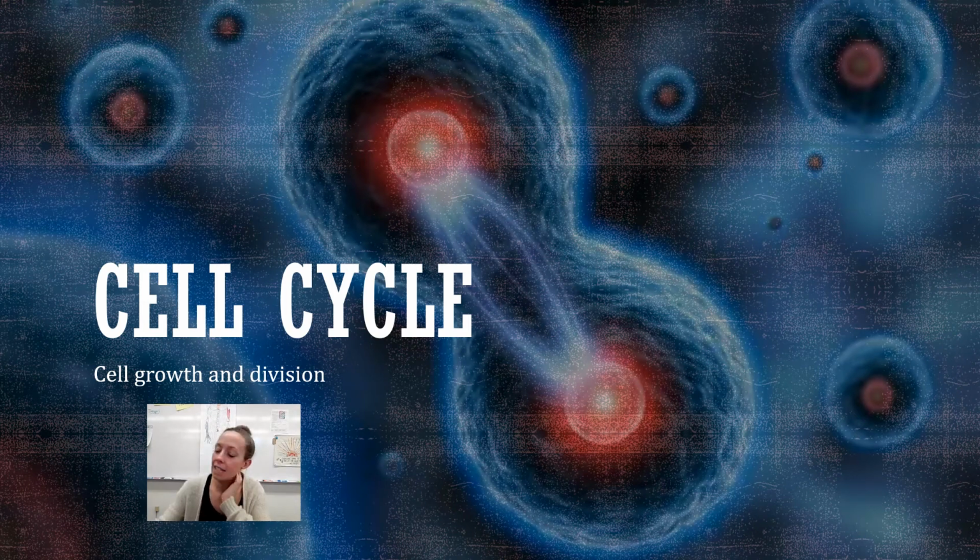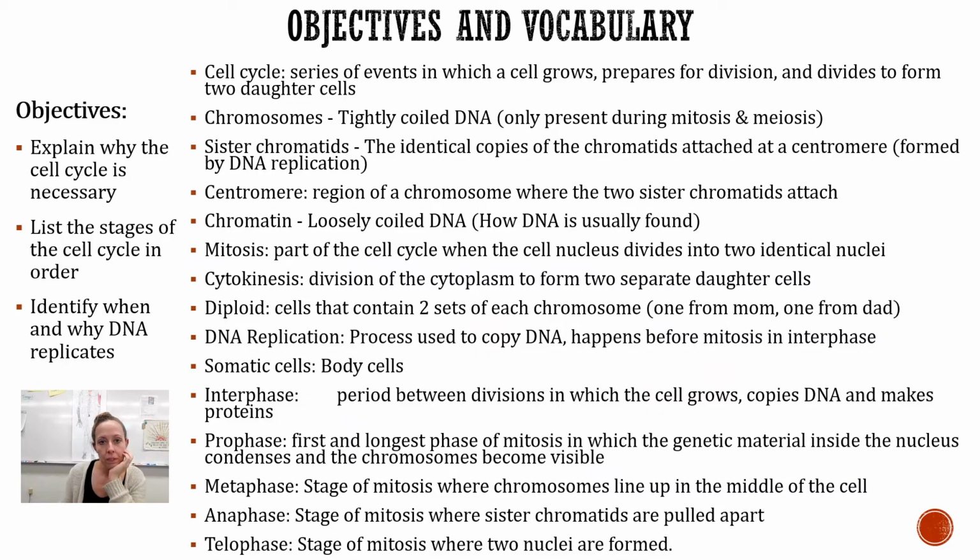Hey guys, this week we're going to talk about the cell cycle and what happens to a cell during its life. So here's our objectives and vocabulary. So the vocab is on Quizlet. Yes, Quizlet. The objectives is what you should know for the week. So you should be able to explain the cell cycle and why it's necessary. You should be able to list the stages of cell cycle and put them in order along with knowing the pictures. You should be able to identify when and why DNA replicates.